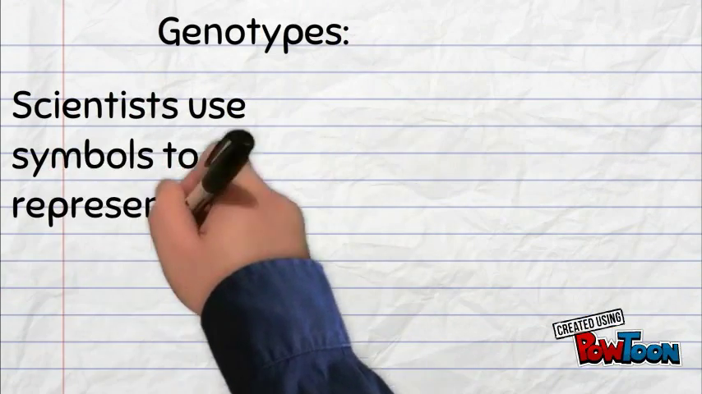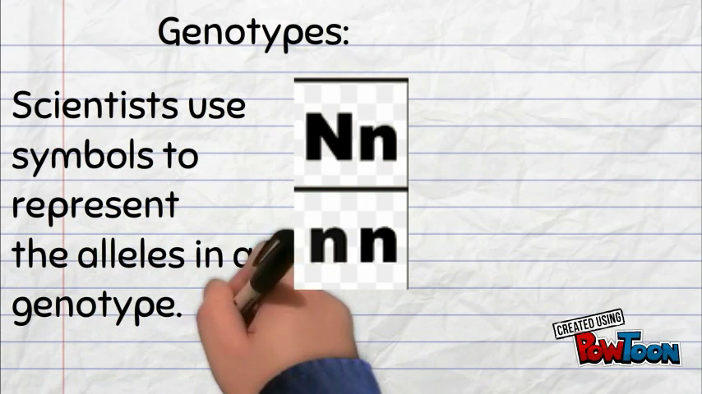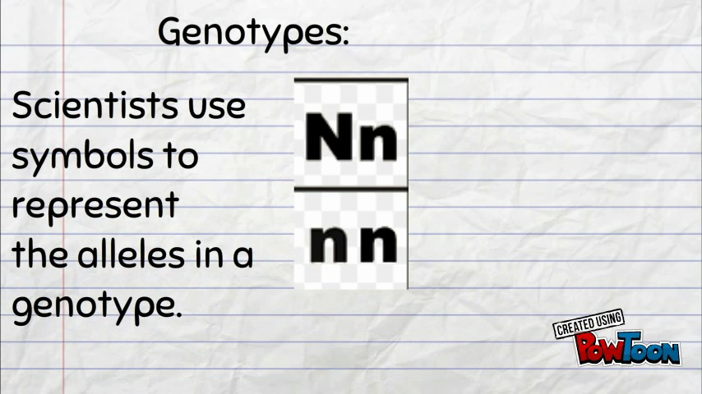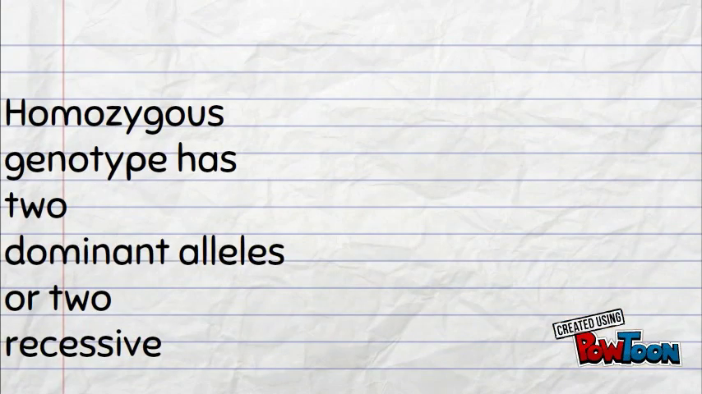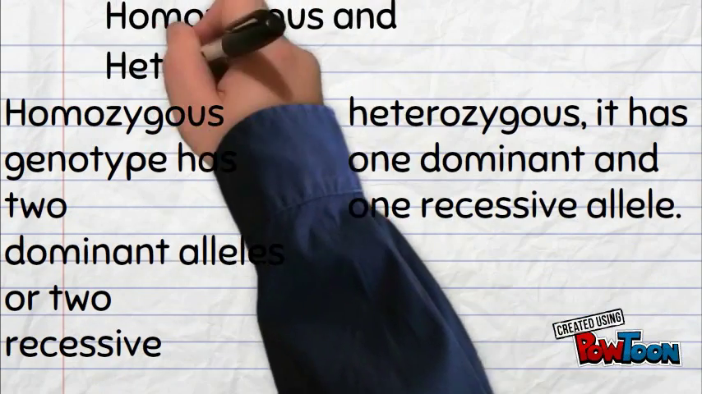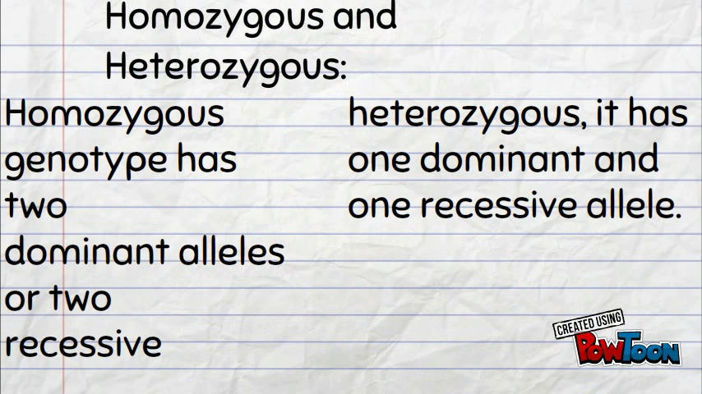Scientists use symbols to represent the alleles in a genotype. There are different types, like homozygous and heterozygous. A homozygous genotype has two dominant alleles or two recessive alleles. A heterozygous genotype has one of each.